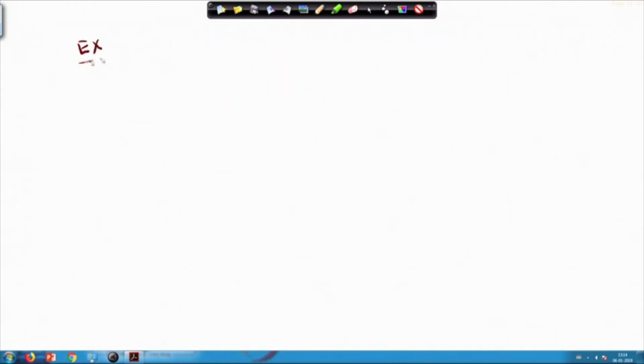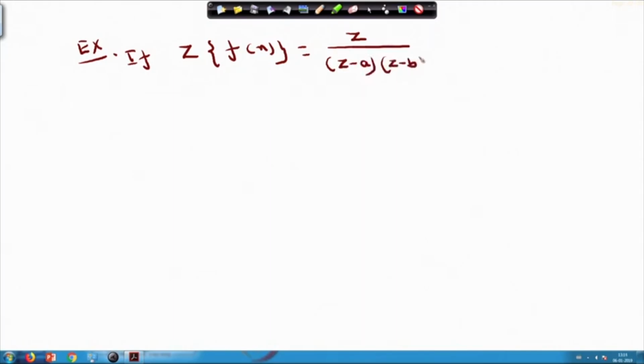Next, let us take another example. I am just doing the opposite one now. It is given that the z transform of f n equals z by (z minus a) into (z minus b), then you find out f 0 and f 1. In other words, what we want to say is that if the z transform of a function is known to us, how do we find the value of f n? Because here we have been given the z transform of a function, and we can find the inverse.